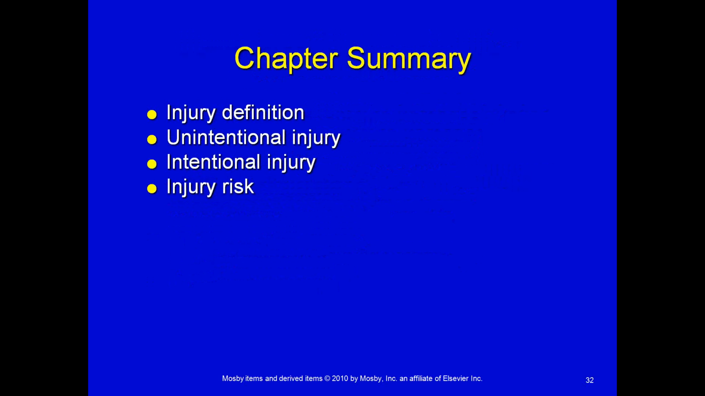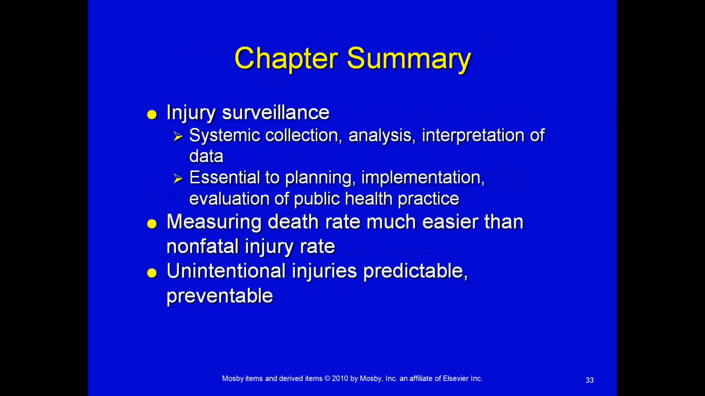We defined what an injury was. We talked about what an unintentional injury was. We defined intentional injuries and injury risk. We talked about the importance of injury surveillance: collecting data, analyzing it, and then interpreting it so that we can draw some conclusions. And we need injury surveillance to plan, implement, and evaluate public health practice. Measuring death rate is much easier than non-fatal injury rates, because most deaths are required to be reported. Looking at mortality rates is easy because if a person dies, that's typically a reportable event, where a non-fatal injury may go unreported.